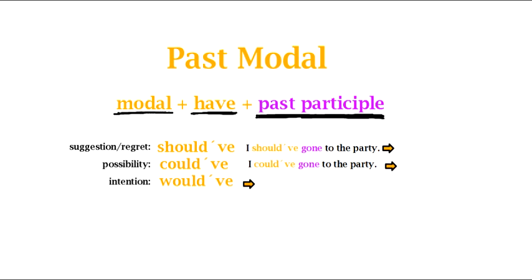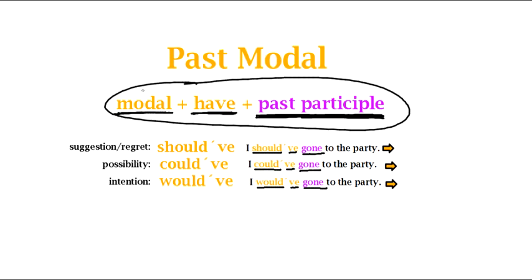And I can say would have when I'm talking about intentions or hypotheticals. So for example, I would have gone to the party, right? Always using a modal, always using our auxiliary verb have, and always using our past participle, in this case, gone, right? So that's what makes a past modal. Good.